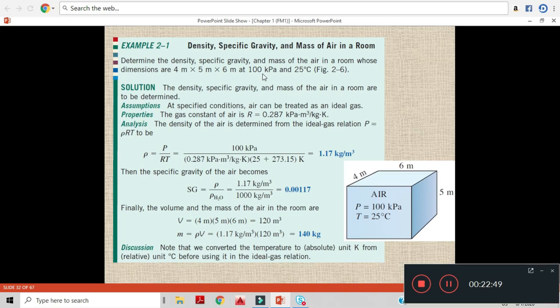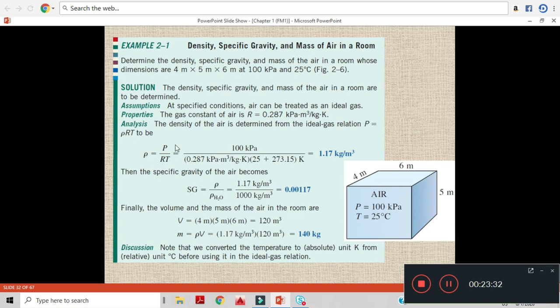So we have to find out the density, specific gravity and mass, and what other things are known? The room volume is given, the pressure is given and the temperature is given. So that means we are talking about air, and with temperature, pressure and volume known, we can find the value of density very easily. For gases, we make some assumptions, and we consider the air an ideal gas. If the air is an ideal gas, we can apply the equation P equals rho R T.